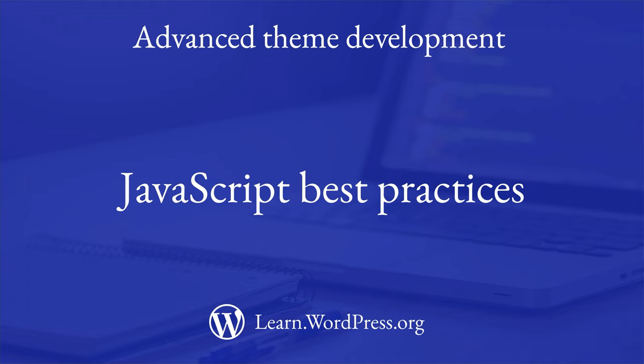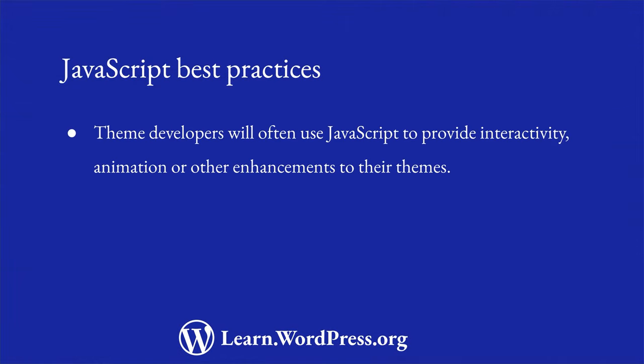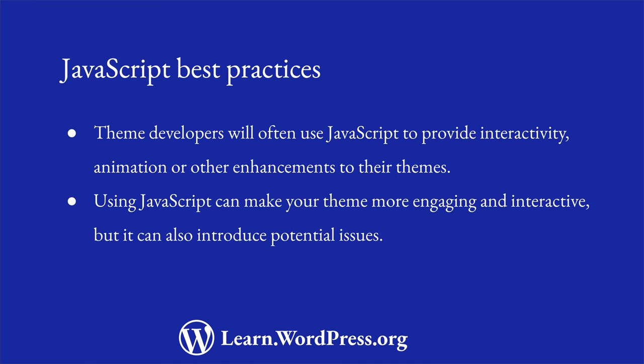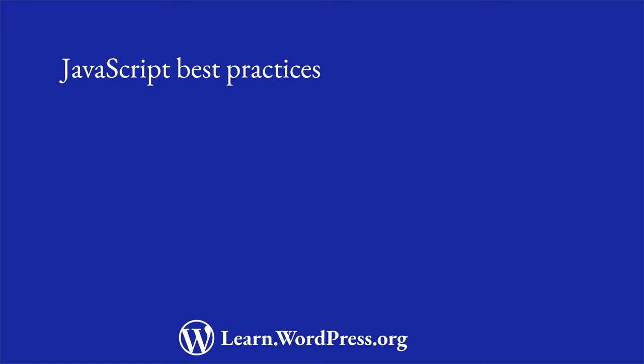JavaScript is a programming language that is used to add interactivity to web pages. Theme developers will often use JavaScript to provide interactivity, animation, or other enhancements to their themes. While using JavaScript can help make your theme more engaging and interactive, it can also introduce potential issues if not used correctly. In this lesson, you will learn some best practices for using JavaScript in your WordPress theme.